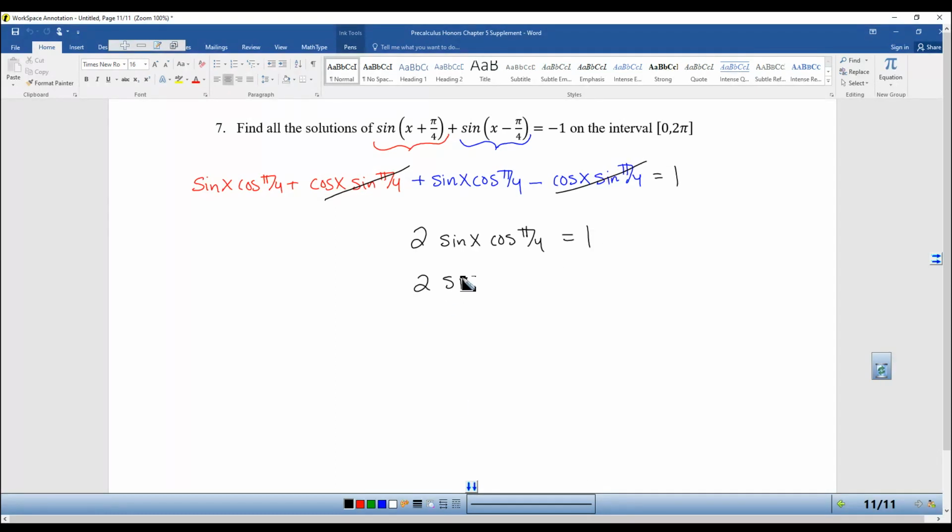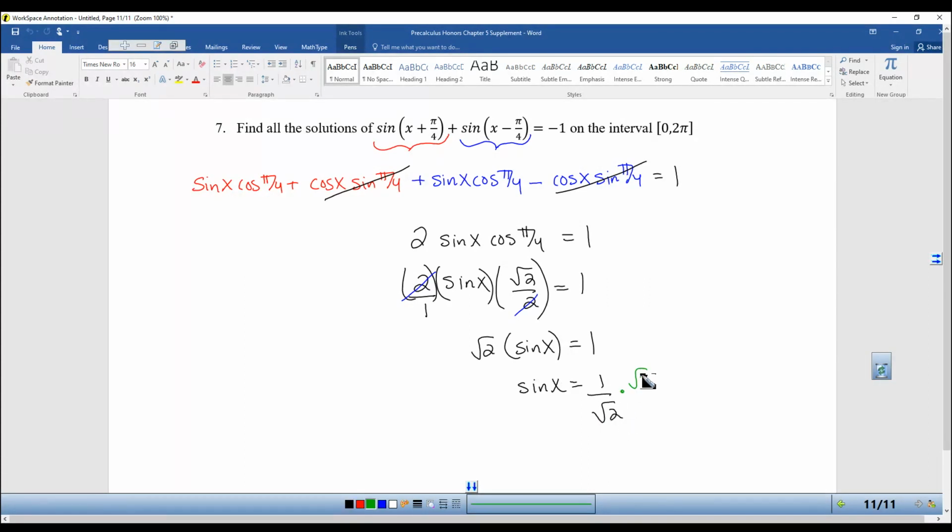I can replace the cosine of pi fourths with the square root of 2 over 2. Now these three are being multiplied. So if you think about fractions, whole numbers times fractions, you can multiply straight across the top and straight across the bottom, which means my 2's are going to cancel. And now I have square root of 2 times sine of x is equal to 1. I divide both sides by the square root of 2, and I get 1 over the square root of 2, which may not be something you recognize just yet, but as soon as you rationalize the denominator, hopefully you'll see that it's the square root of 2 over 2.